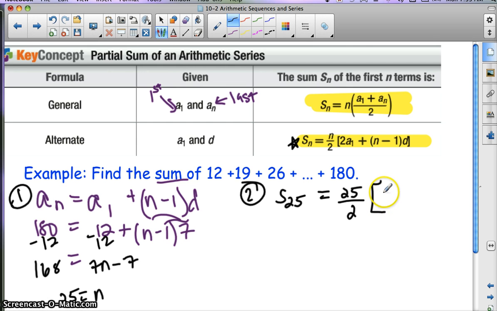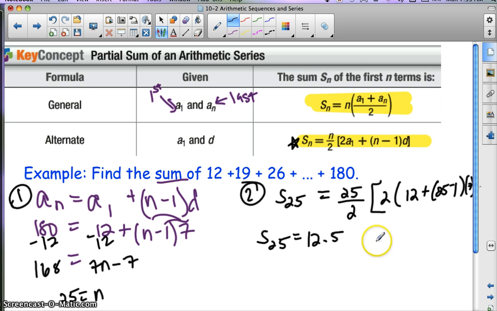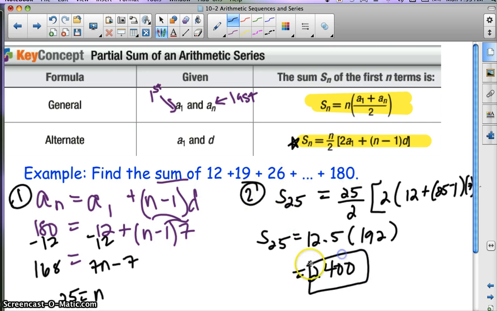And we have 2 times 12 plus 25 minus 1 times 7. I'm going to run out of room. So then we have S sub 25 equals, this will be 12.5. And if we do our order of operations in here, it's going to be 192. When we do that, then we get 2400. So the sum of this series would be 2400.